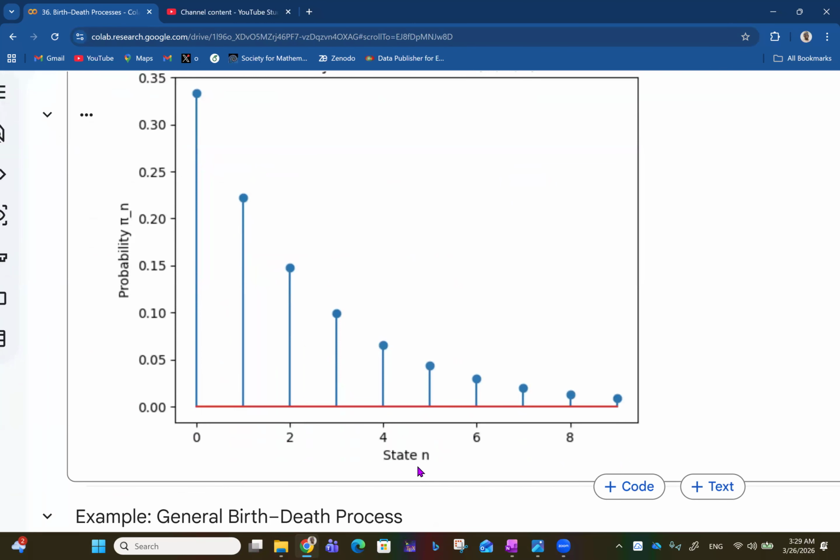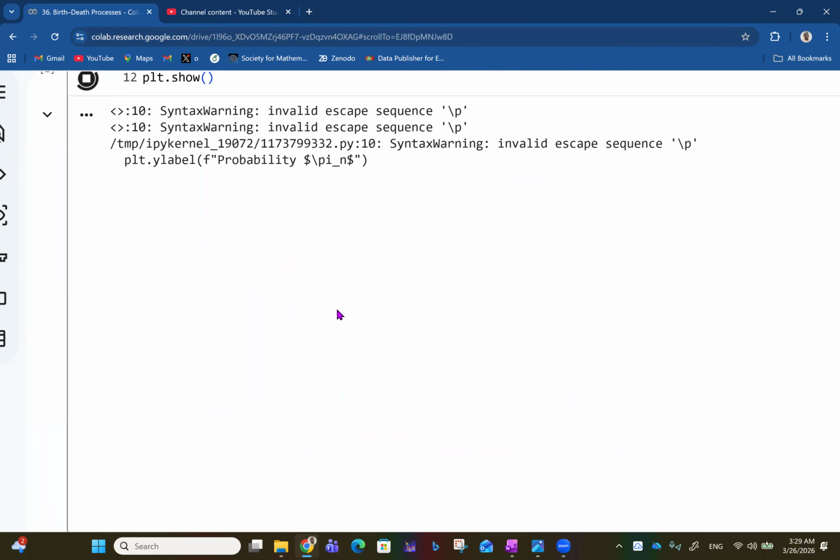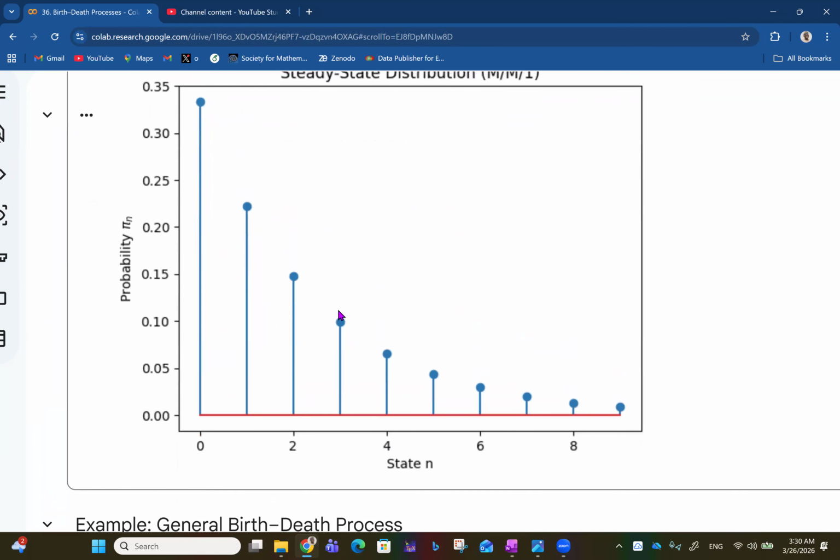So here now you have the states, state n, starting from 0 to 8, and then you have the probabilities of all of that happening. These are like arrivals in that state now. Okay, this isn't working.